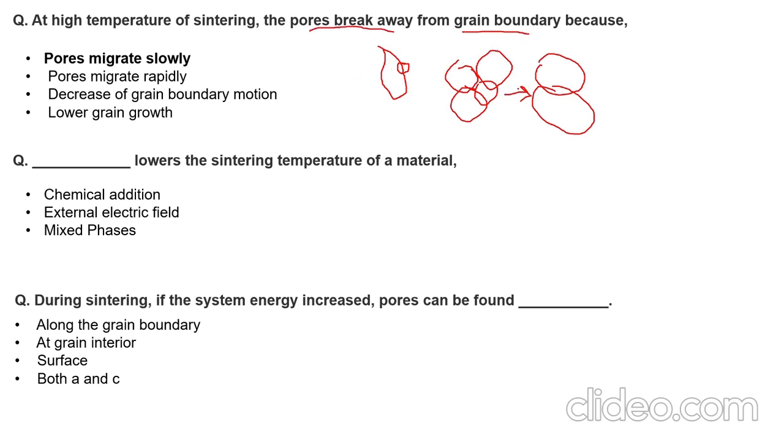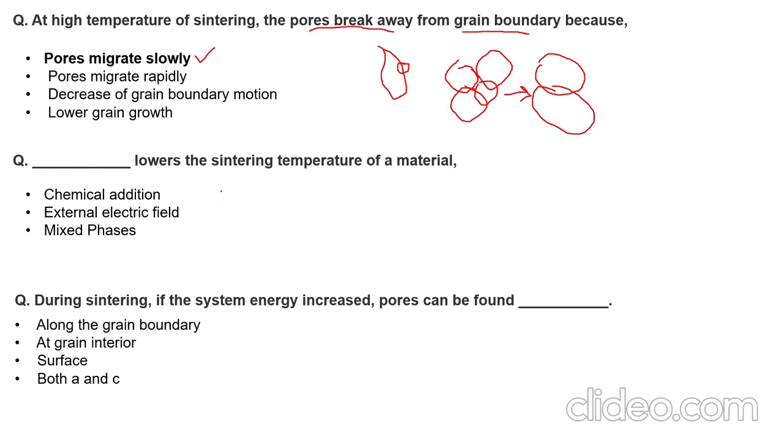And it is not because of the pores moving faster, it is because pores are migrating very slowly, while the grain boundary is moving faster at high temperature because of grain coarsening or grain growth. So pores migrate slowly is the right option. In this case, that will help in breaking away of the pores from the grain boundary.